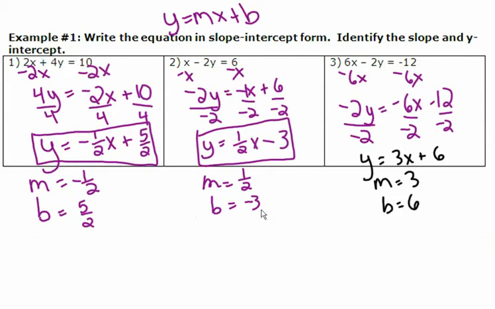Now notice again, all of my y-intercepts I use the value b. The reason we do that is because we don't want to get confused with our x and our y in our slope-intercept form equation. So the b stands for our y-intercept.